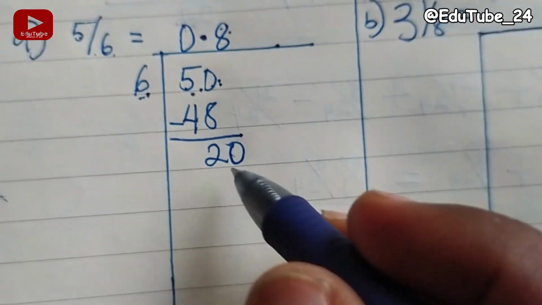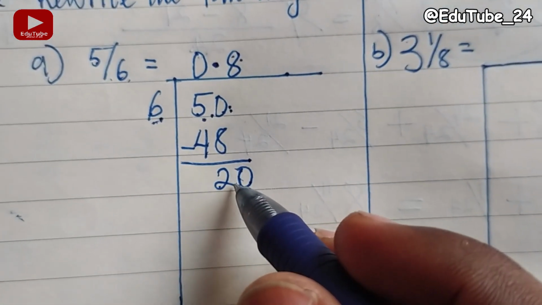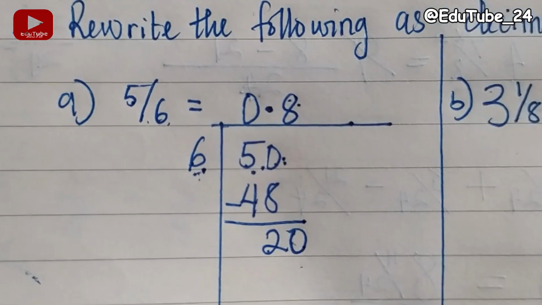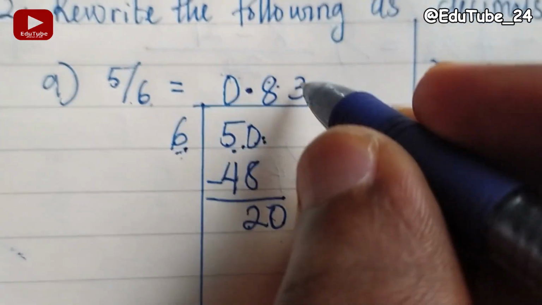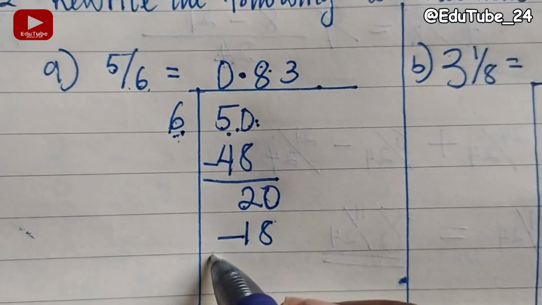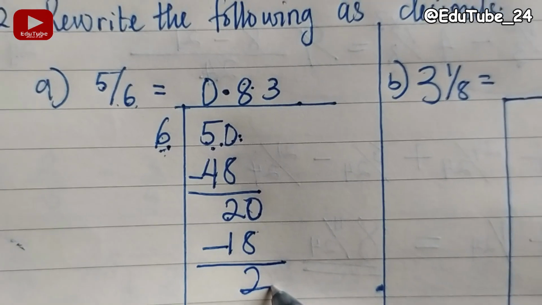make it greater than 6. So I'm adding 0 to 2 again to make it 20 to make it greater than 6. So I will ask how many 6 goes in 20, and that is what? 3. So 3 times 6, that will give me what? 18. So I'm going to take away the 18 from 20. I'm going to have 2 again.